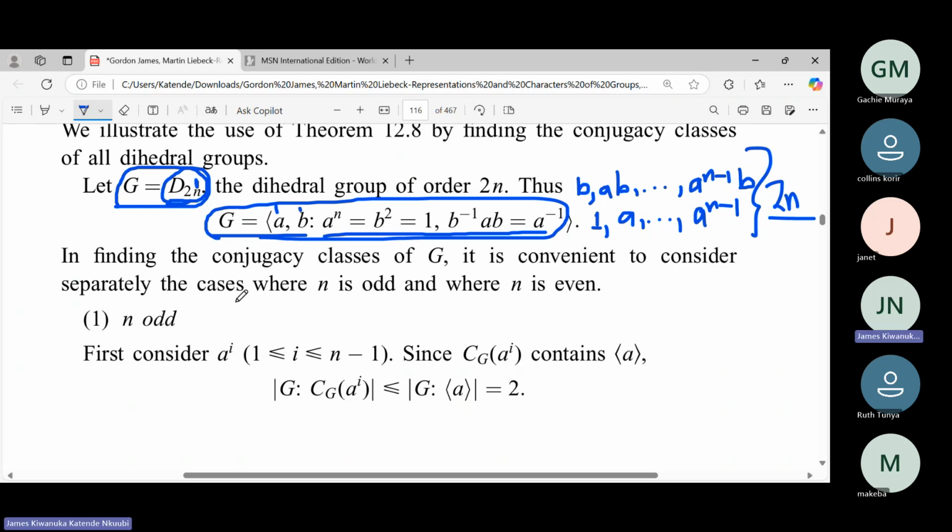So we want to pick elements, and we've already seen the example D6. I don't know if you've already seen, we've been able to construct 3 conjugacy classes in D6. So we want to generalize this. What happens in general? We'll separate the two cases. We'll consider separately the case when n is odd and the case when n is even. So we start with the odd case. What are the conjugacy classes?